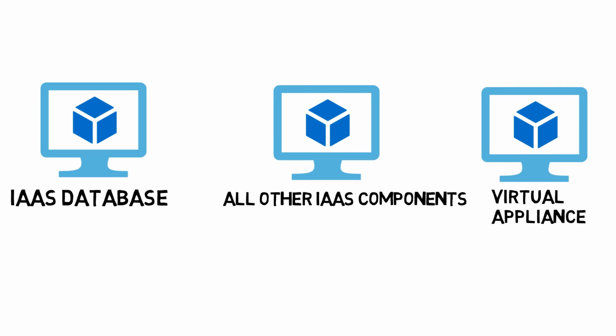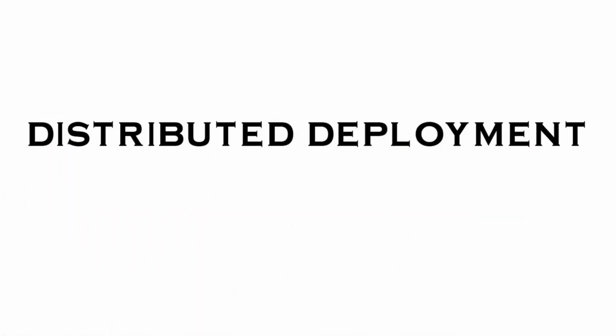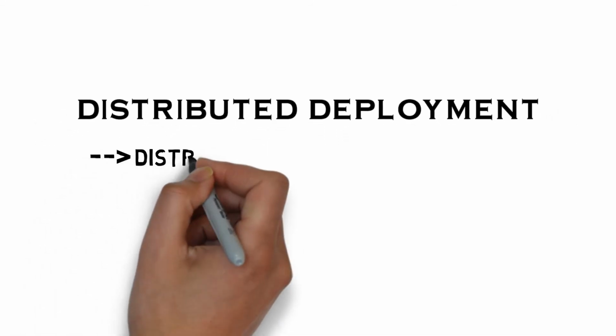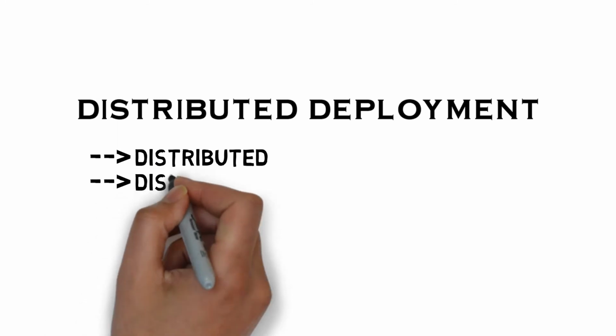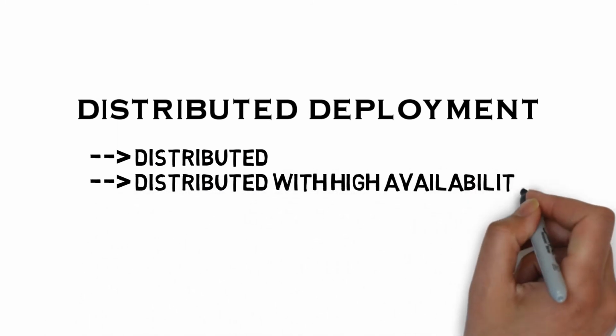Now, since we are done with the minimal deployment part, let's talk about the distributed deployment of vRealize Automation. Also, I hope this doesn't sound redundant, but there are again two ways to do the distributed deployment. First one is your normal distributed deployment, and the second one is your distributed deployment with high availability.